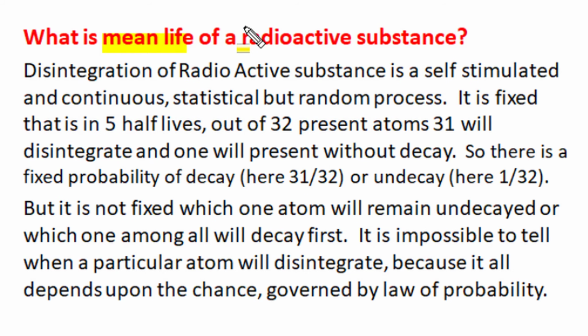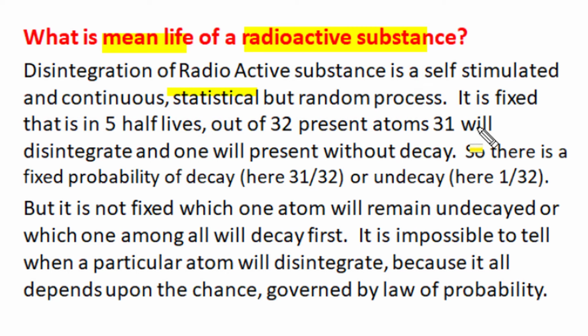Mean life of a radioactive substance is also very important in the decay process. The disintegration or decay of radioactive substance is a self-stimulated and continuous process. It can't be controlled by any external physical or chemical means. And this process is a random process, but for a group it obeys statistical relations.